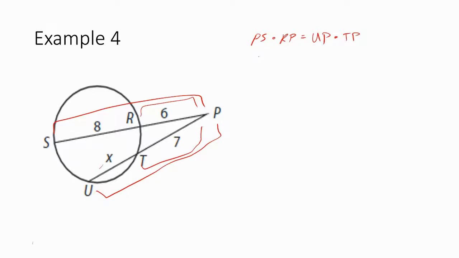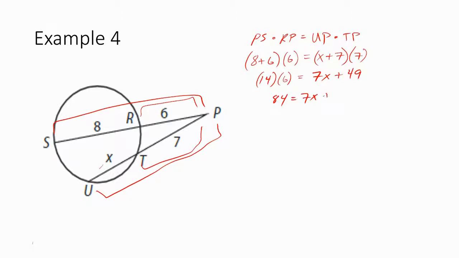So PS is 8 plus the 6, times RP, which is 6. That should equal UP, which is x plus the 7, times TP, which is the exterior part. That's 7. All right, let's go ahead and work on simplifying. So it's 8 plus 6, 14. Distribute. And then we got 14 times 6. You should get 24, carry the 2, so you got 84, equaling 7x plus 49.